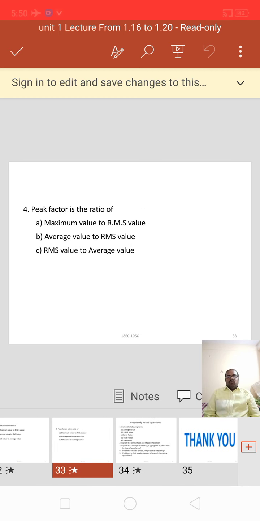Now the last quiz question is: peak factor is the ratio of, choose the correct answer. A, maximum value to RMS value; B, average value to RMS value; C, RMS value to average value. We know that peak factor is the ratio of maximum value to the RMS value. That is, the answer is A, maximum value to RMS value. Peak factor is the ratio of maximum value to RMS value.